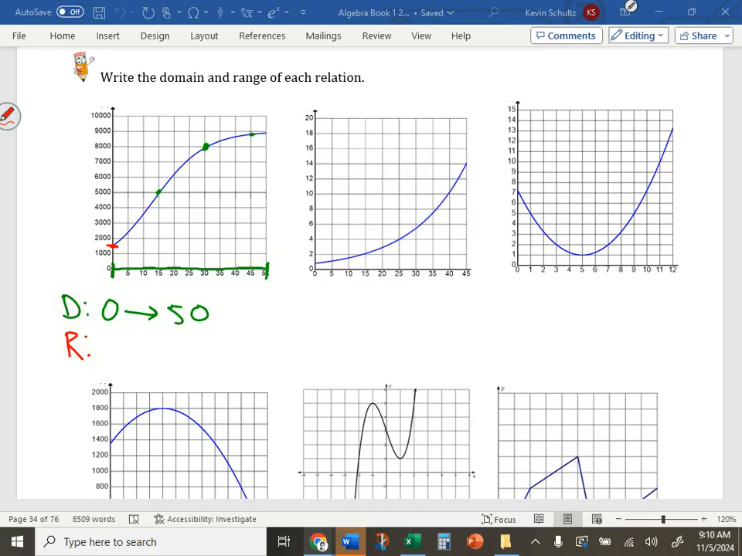What's the highest one? Around 8,900. Yeah, 8,800, 8,900. It hasn't really got to 9,000. Everything in between there is represented somewhere on the relation. So your range would be 1,500 through 8,900, or if you put 9,000, that'd be fine too. But you're looking for the lowest and the highest x and y value here.